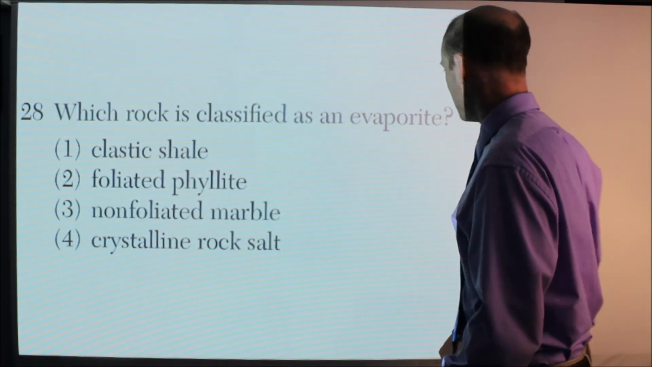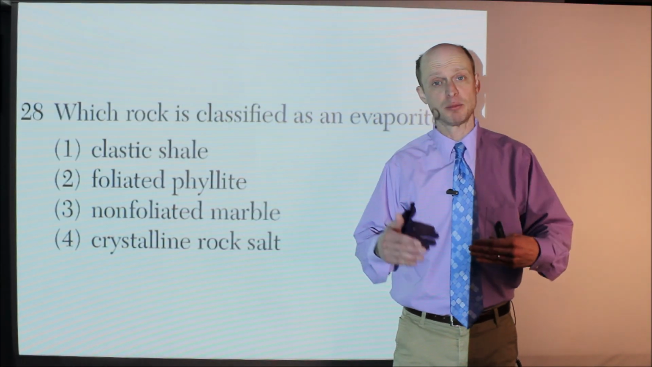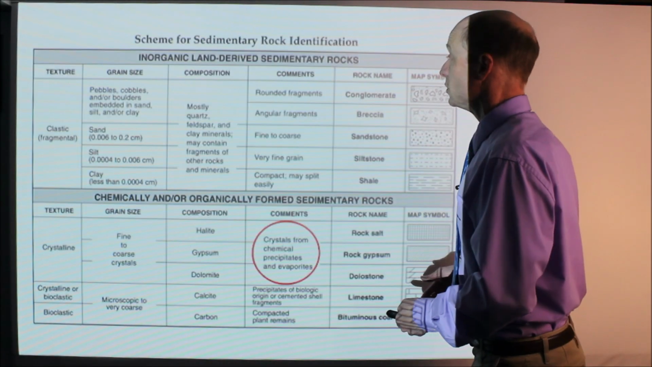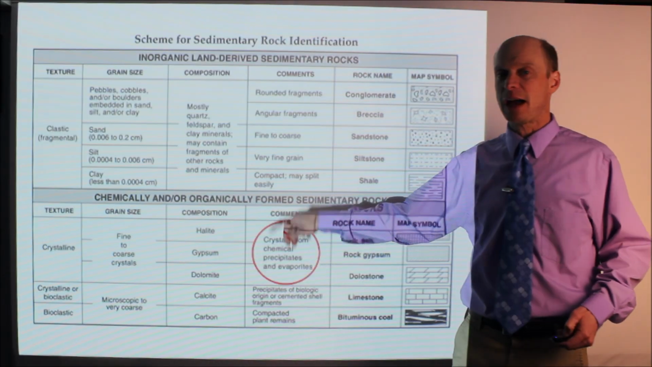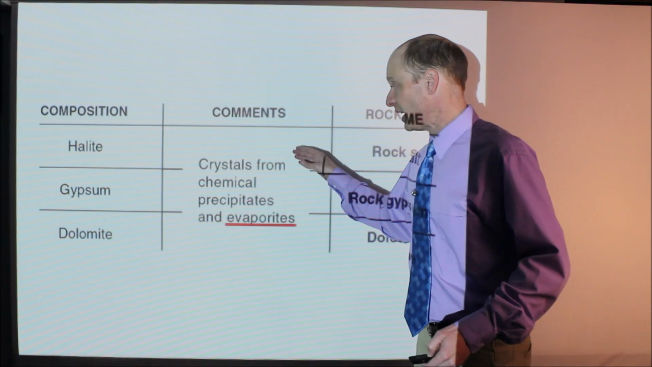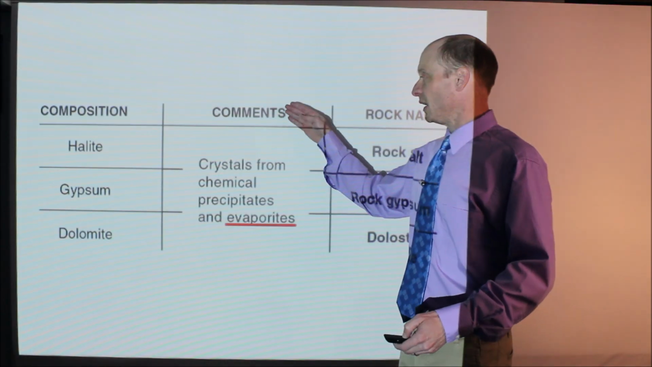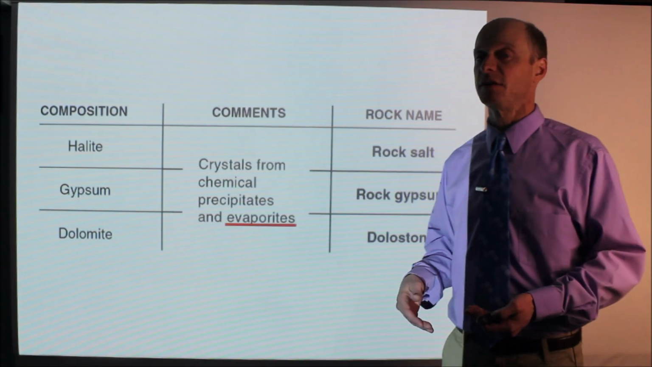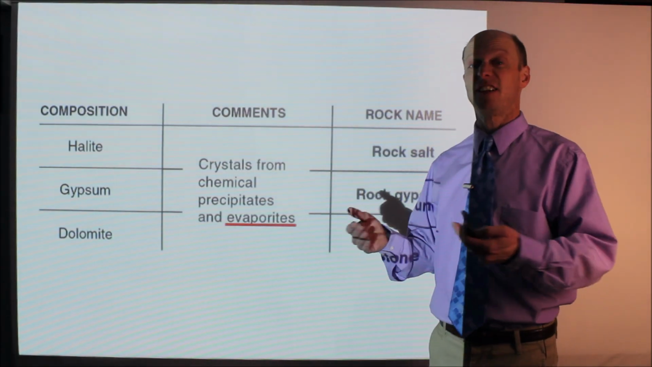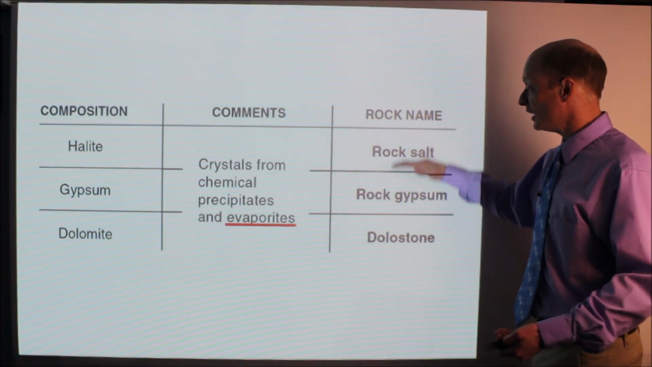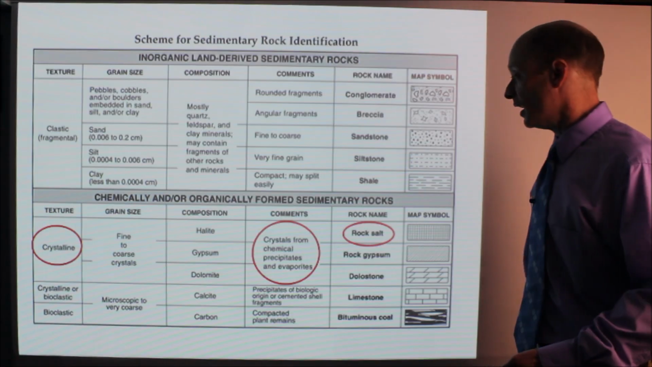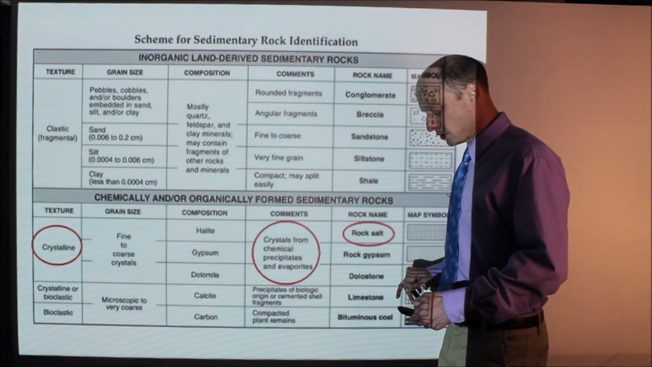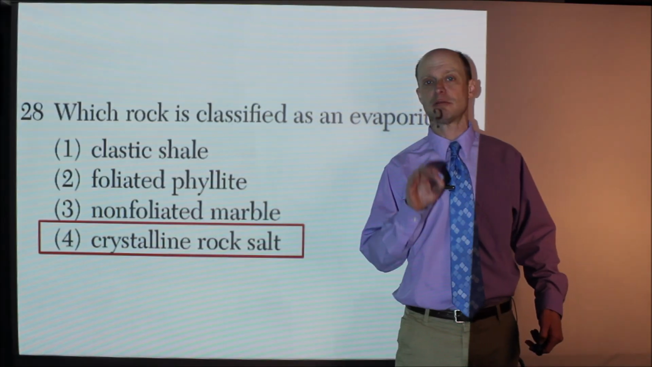28. Which rock is classified as an evaporite? Here are your choices. Hopefully to this point you can recognize an evaporite is a sedimentary rock. So you go to the sedimentary chart. The sedimentary chart is here. In the comment section, you see the word evaporite. Let's zoom in. It says, for these three types of rocks, they're formed of crystals from chemical precipitates and evaporites. Evaporites basically are when minerals that are dissolved in water, the water evaporates, and the rock it leaves behind is an evaporite. So that's these three rocks here. Now, if you look here, it does say the texture is crystalline. So your answer is crystalline, and then of your choices, rock salt. So your answer here is number 4, crystalline rock salt.